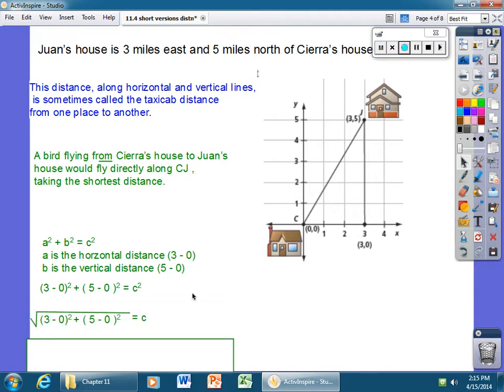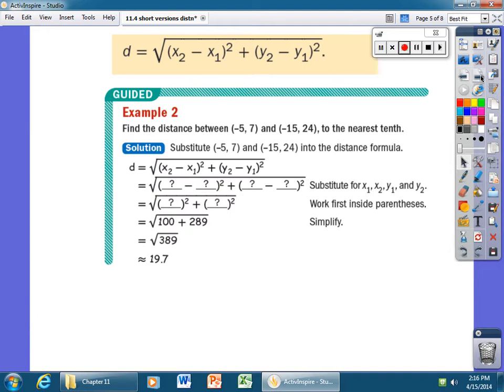We also know that with the Pythagorean theorem, once we get this answer right here, we have to square root it. So the square root of this is what the distance c is going to be. So that's how the distance formula on the coordinate plane was derived. In this case, c is approximately 5.8 miles. So the taxicab distance was 8 miles, but the bird flying distance is about 5 8/10 miles.